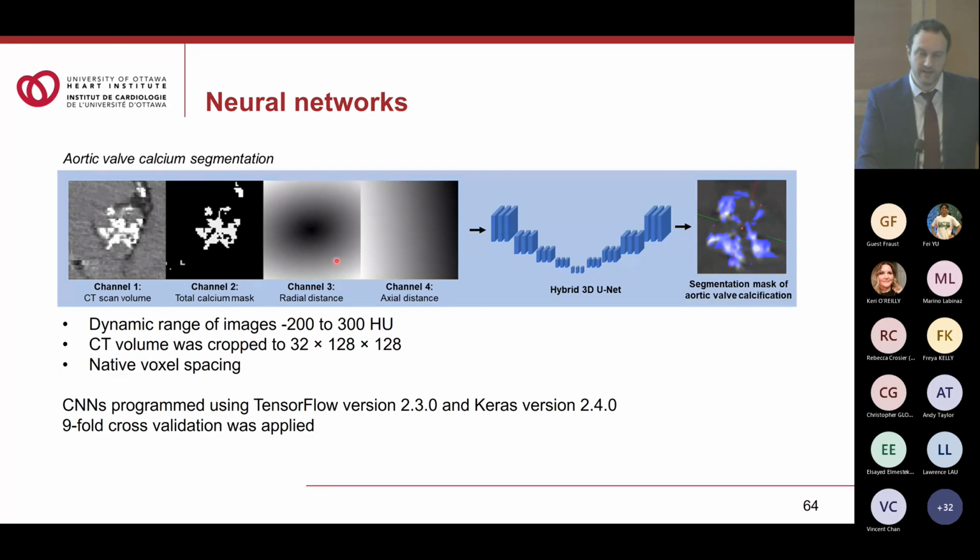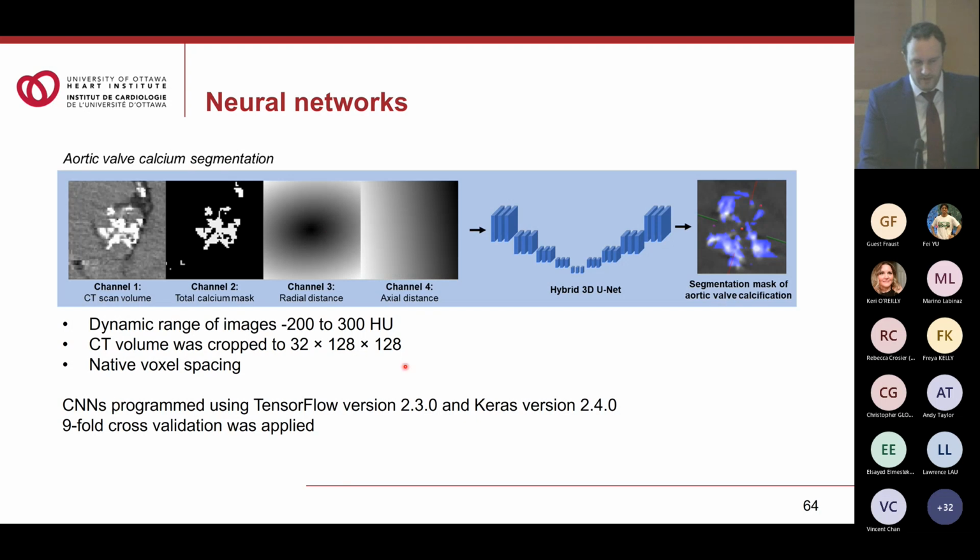So that we provided with basically a map of the radial distance. You can think of a kind of a hockey puck being aligned with the aortic valve, and you can think of the radial distance as kind of the distance from the center of that hockey puck, and the axial distance, the distance up and down along the hockey puck. So that's what we basically used and provided that to the algorithm.